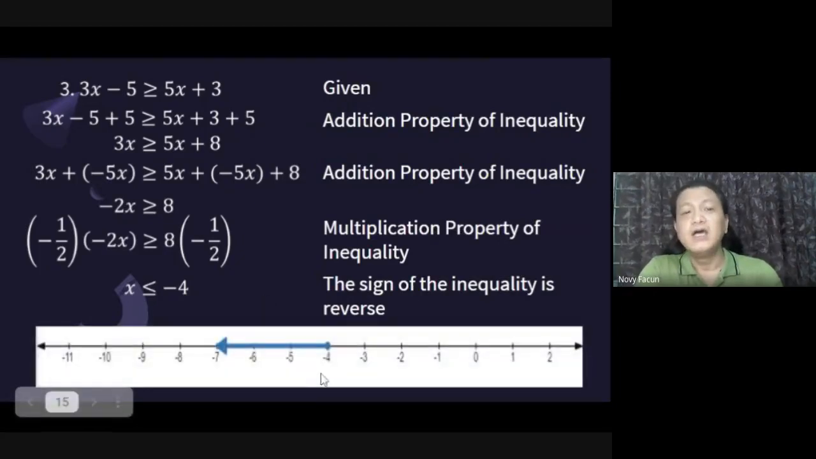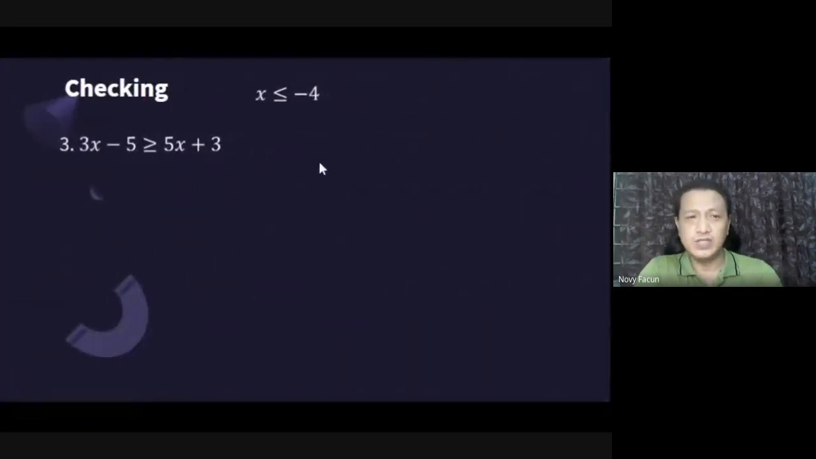Meaning to say, ito yung ating magiging graph. Included ang negative 4, lahat ng values natin dyan pababa. Kaya negative 4, negative 5, and so on and so forth. So if you're going to check, pili ka lang ng isang value doon. Ibig sabihin, included yung negative 4, i-substitute lang natin.